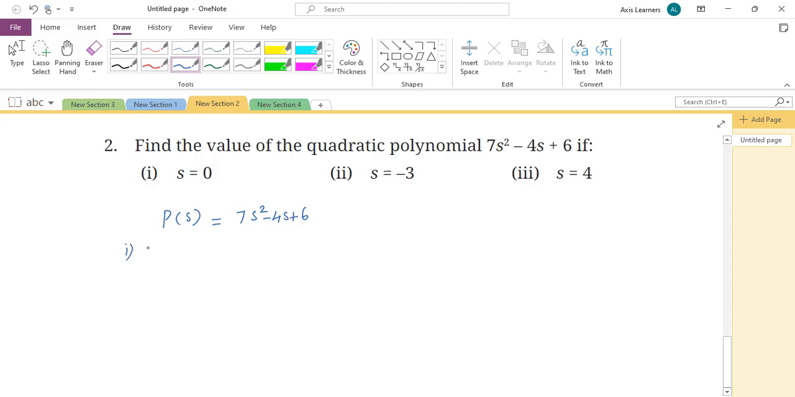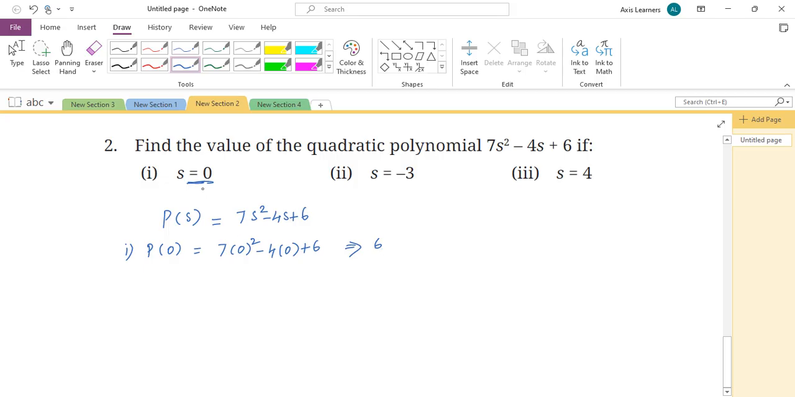Okay. The first one, p of 0, because s is equal to 0 is the first one, right? S is equal to 0. We will substitute it. 7 into 0 minus 4 into 0 plus 6. Since it is square, I can write square also, but the values remain the same. 7 into 0 is 0, 4 into 0 is 0. So we will get the constant term alone. Constant term is plus 6.